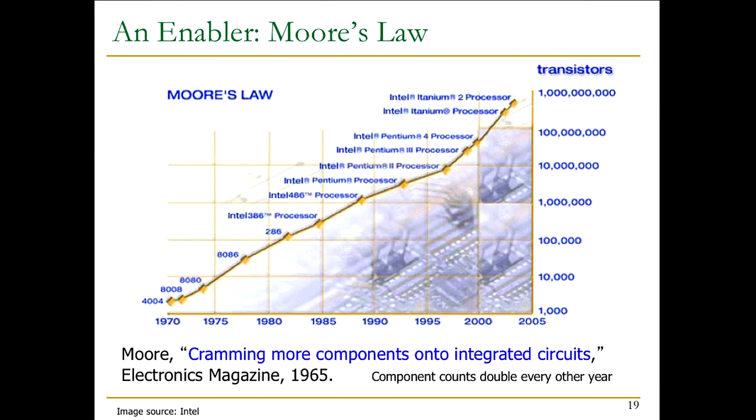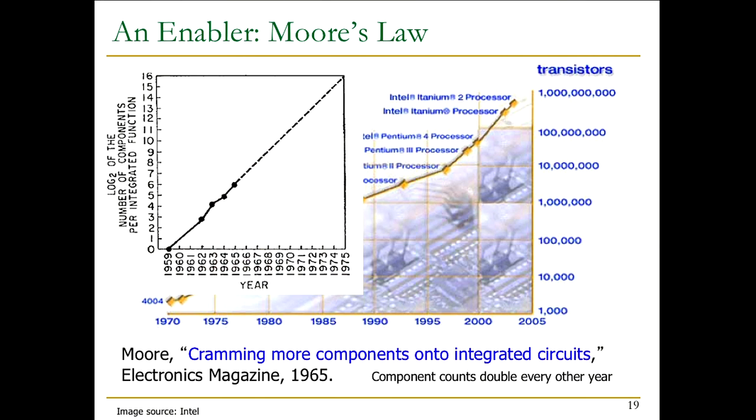Moore is one of the founders of Intel, actually. He basically plotted over the years the number of components per integrated circuit. And he saw that basically it has this relationship. It's doubling every other year. And he said this is going to continue.